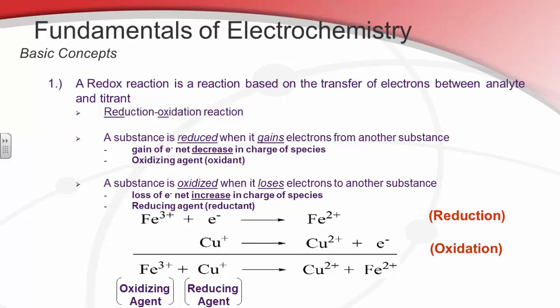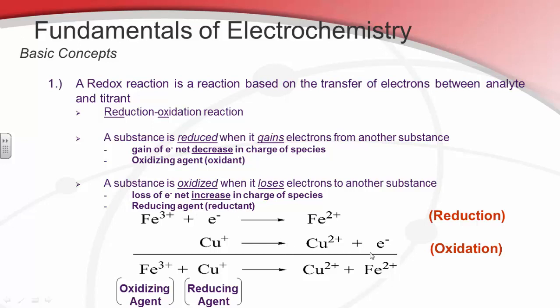So what is a reduction in this context? Well, reduction is the gain of electrons from another substance. So a decrease in the charge of the species we're talking about. So that substance that is reduced is known as the oxidizing agent or oxidant. On the other hand, another substance will be oxidized. It loses electrons to the other substance. And this loss of electrons causes an increase in the charge on that species. And we talk about that species as the reducing agent.